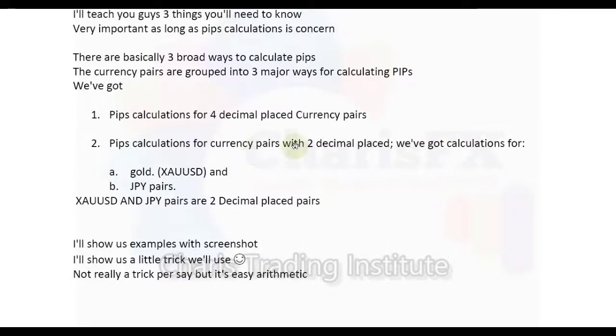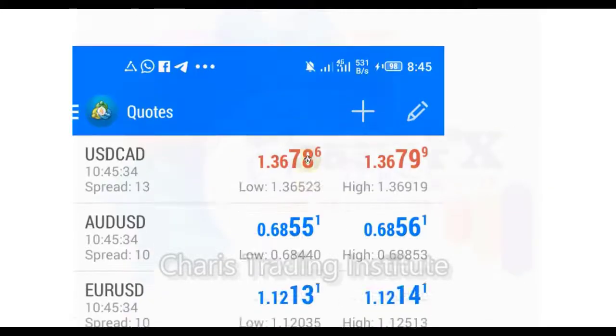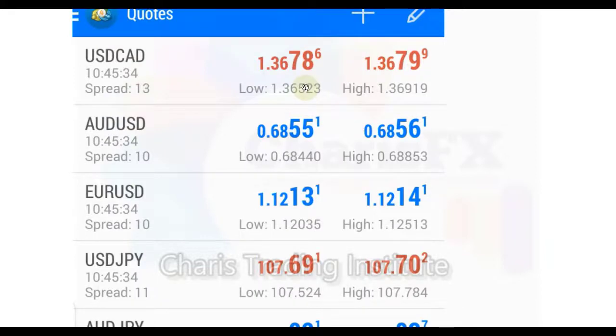There's a way to calculate a currency pair that is priced into 4 decimal points, and there's a way to calculate PIPs for a currency pair that is priced into 2 decimal places. Examples of such currencies are gold and the JPY, the Japanese yen pairs. Most times they are priced into 2 decimal places. So let's quickly look at an example. We want to understand how to calculate PIPs. So these are the currency pairs and these are the pricing.